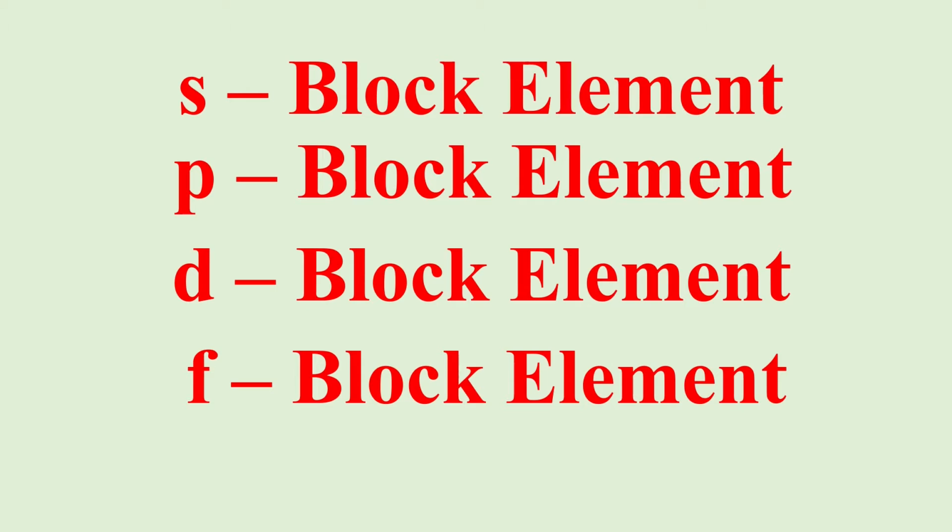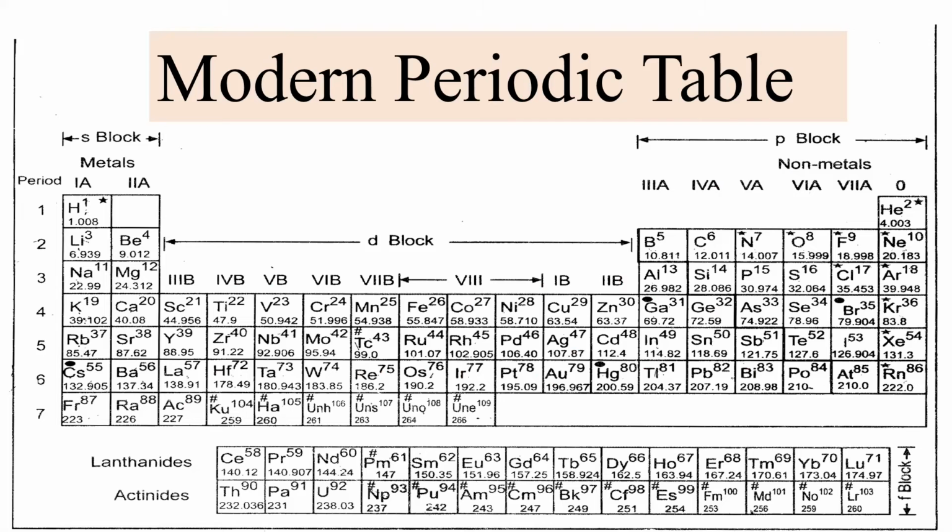Now first I want to show you the periodic table and these blocks in it. Look at this modern periodic table. Here we have vertical columns of elements, which are called groups. On the left-hand side it is 1A and 2A. Hydrogen, lithium, sodium, potassium and beryllium, magnesium, calcium etc. are in group 1A and 2A. Both of these groups are called s block elements.